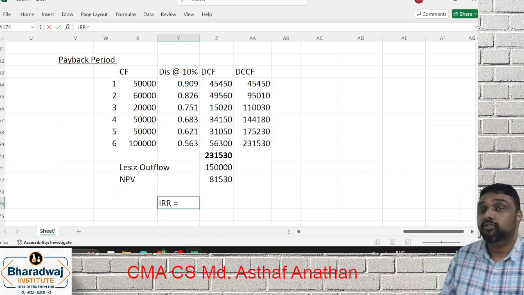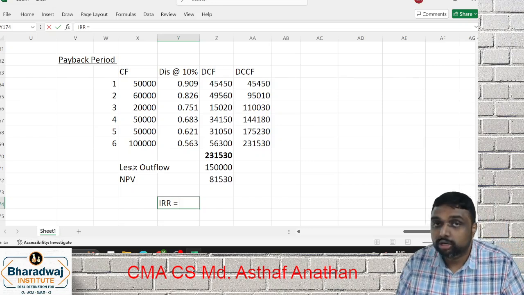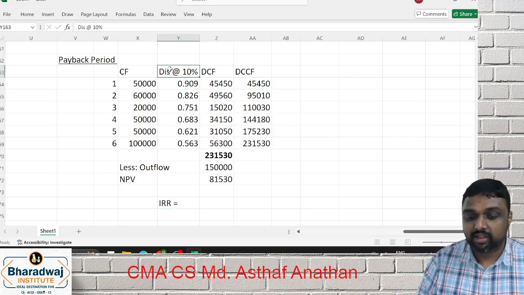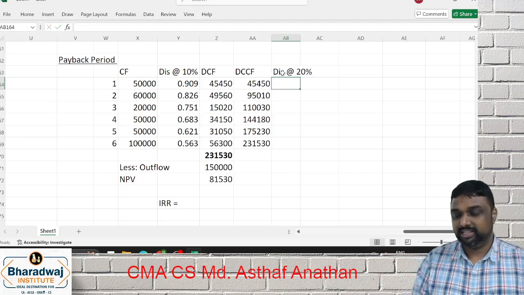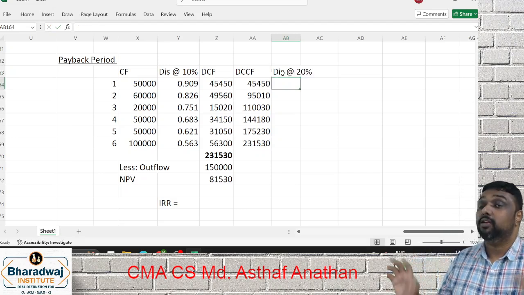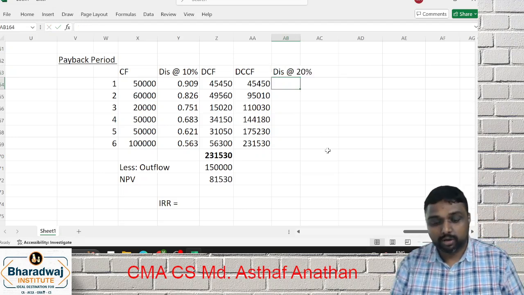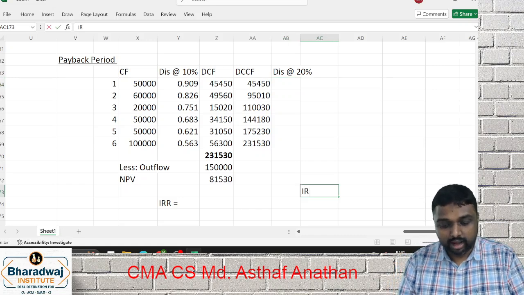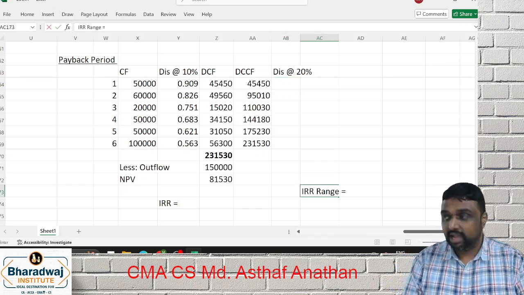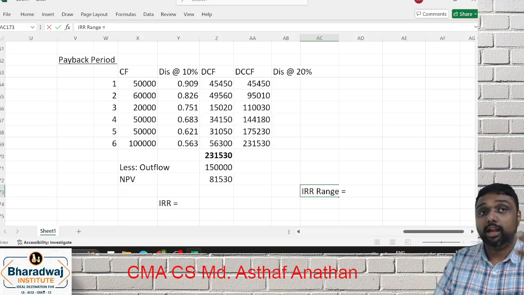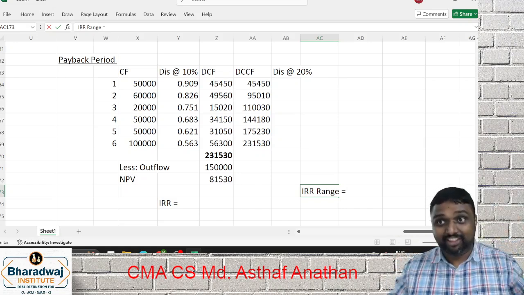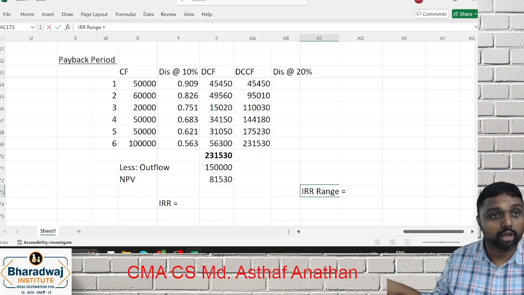There are two ways. For IRR, you should get two discount rates. In this case, we already have 10, so we can try 20%, for example. But you can have another proper method. We have discussed one proper method called IRR range. What is IRR range, my dear friends? We can do 20 randomly, but we can do another because I'm consolidating everything.